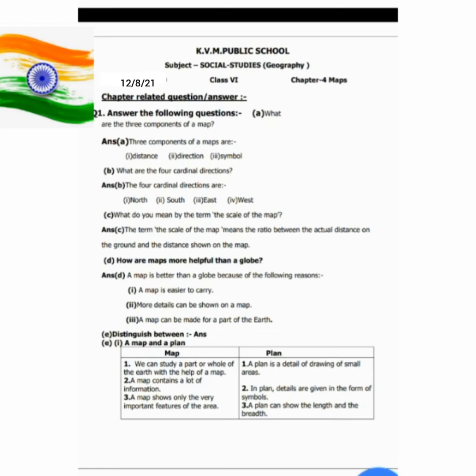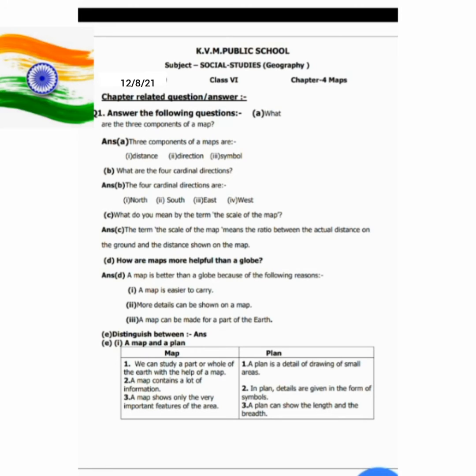Coming to question C, what do you mean by the term the scale of the map? The term the scale of the map means the ratio between the actual distance on the ground and the distance shown on the map. Now coming to question D, how are maps more helpful than a globe?